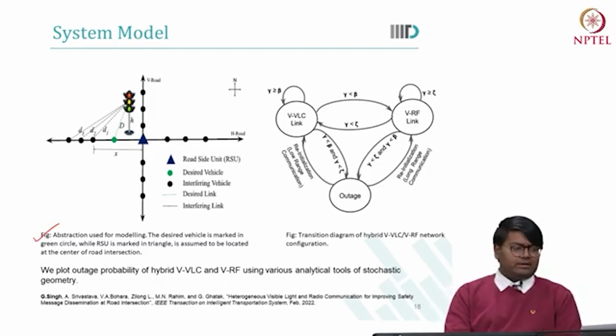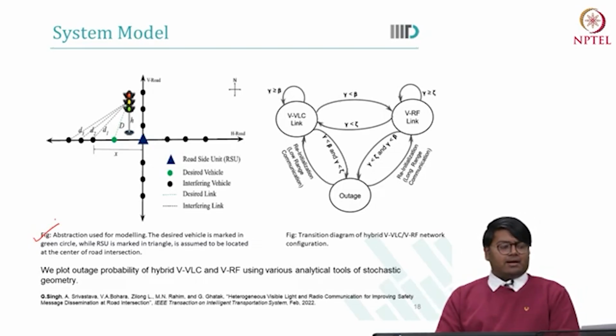Now this figure portrays a generalized and simplified abstraction model of the proposed scenario. All the links can either be visible light communication, which we call a standalone vehicular VLC network, or an RF link, which we call a standalone RF network.